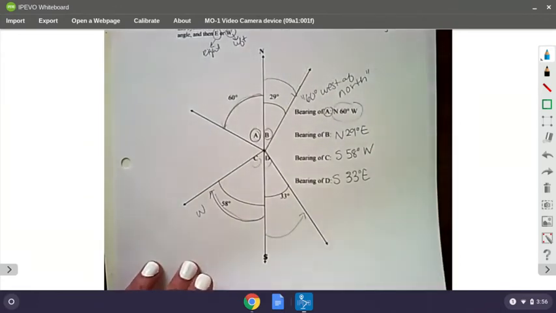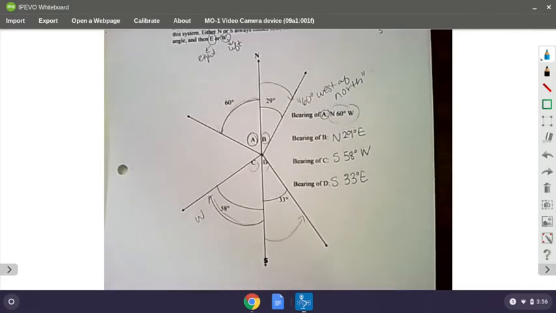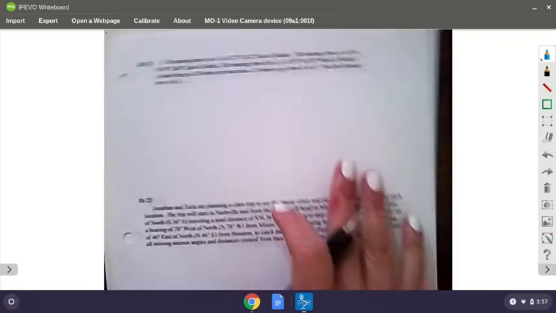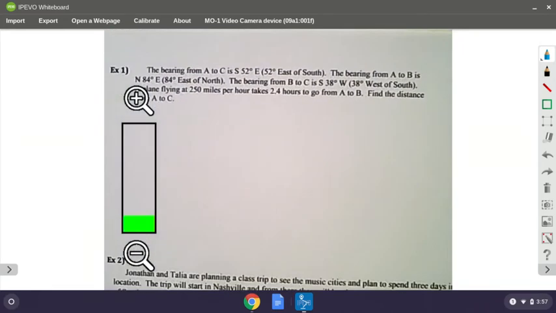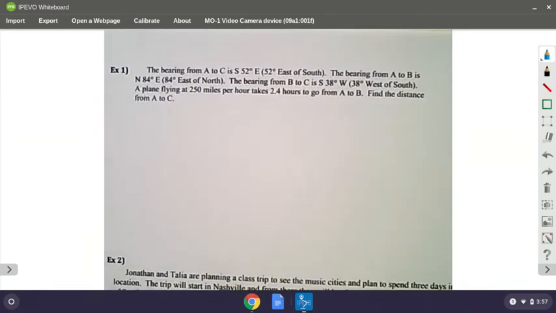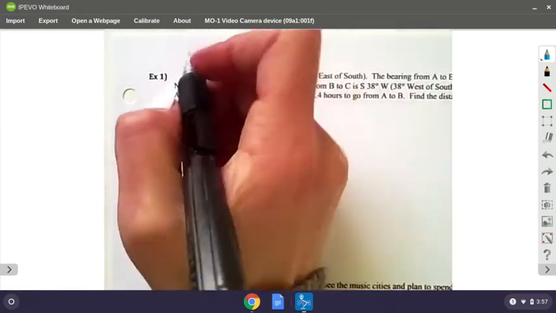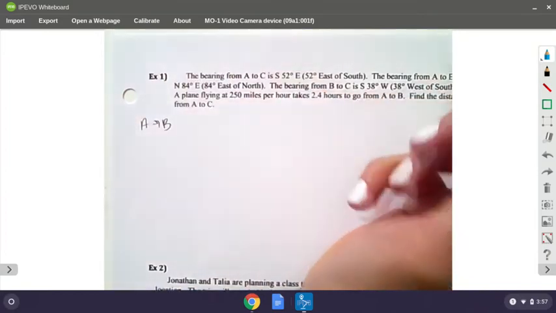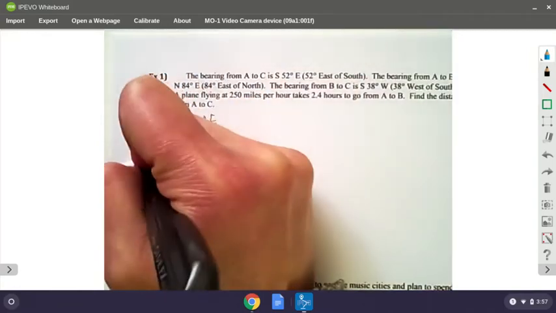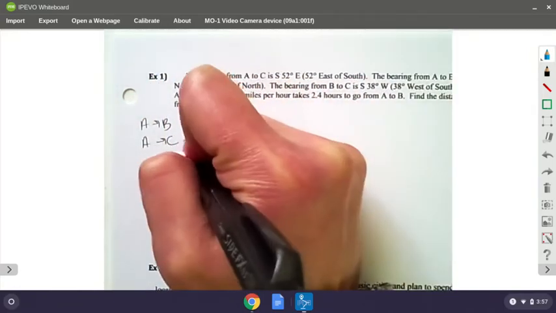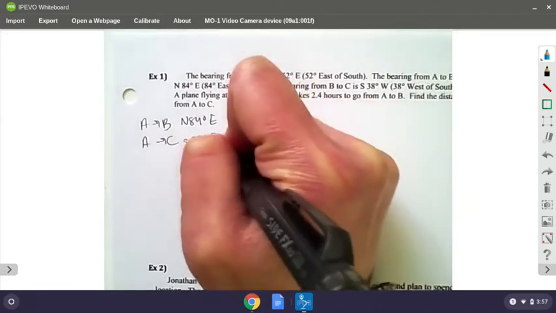Okay, so that's the basics of that method. Now I have a few examples that we are going to do. Okay, so example 1, we're given a bearing from A to C is south 52 degrees east, or 52 degrees east of south. The bearing from A to B is 84 degrees east of north, and then B to C. So for this one, I'm just going to make a little list off to the side. So from A to B, it's north 84 degrees east. From A to C, whoops, I skipped A to C, is south 52 degrees east.